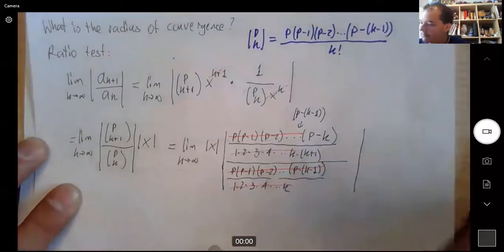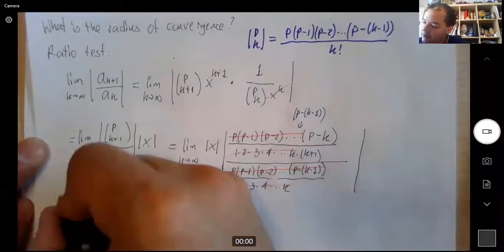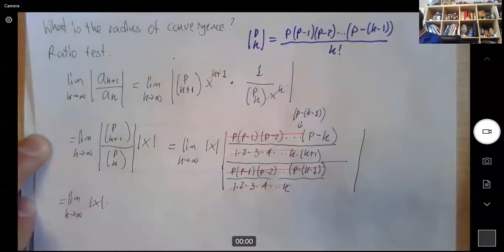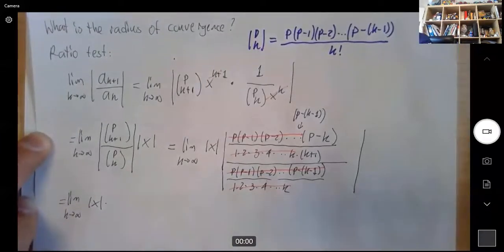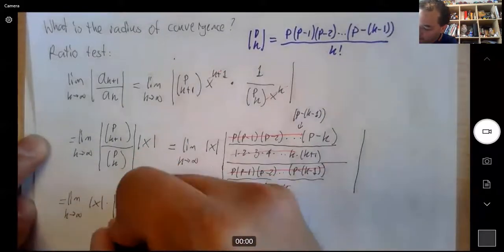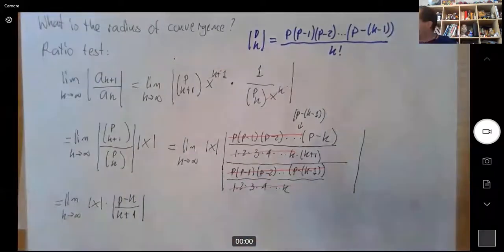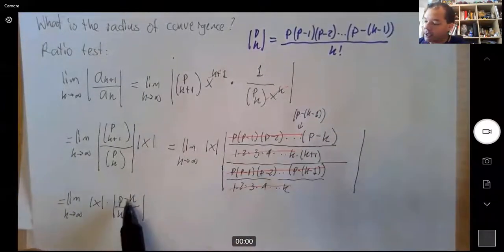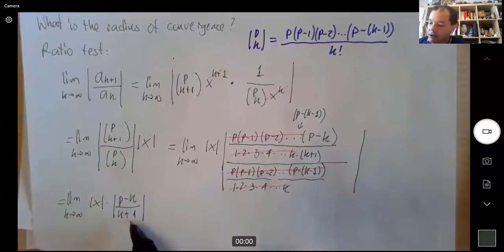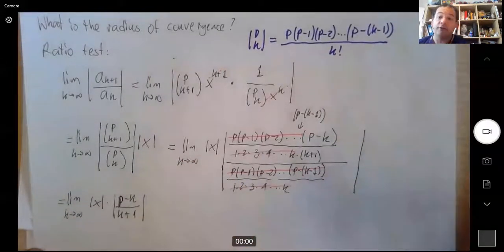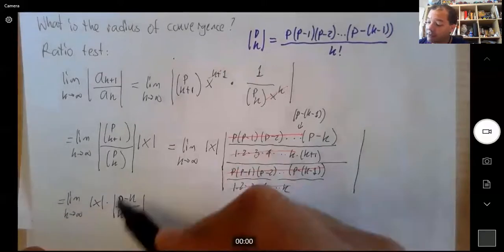Only k plus 1 survives, right? So this becomes the limit when k goes to infinity of the absolute value of x times (p minus k) over (k plus 1). All right. Now, what is this limit? We simplified it as much as we can. So now k goes to infinity, and what happens to this limit? Well, don't worry about the p. The p is a constant. It's just some number that we don't know about. So then the variable here is k.